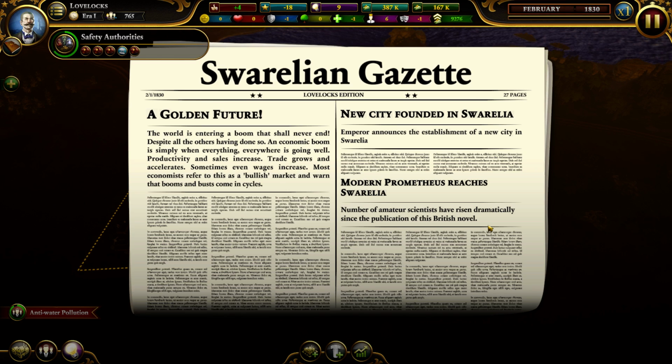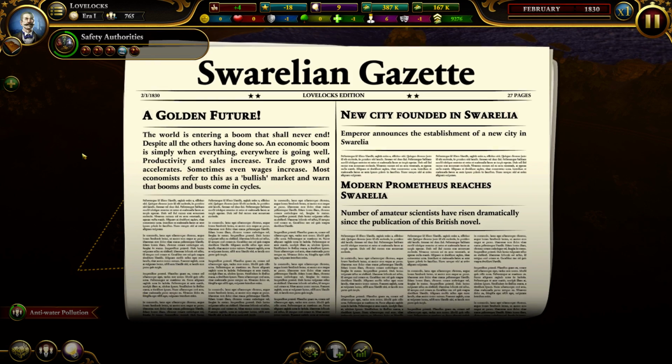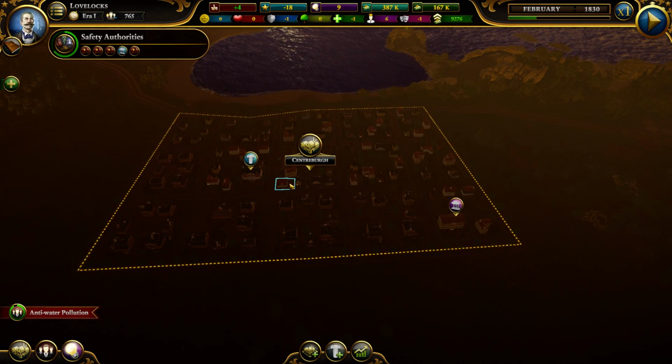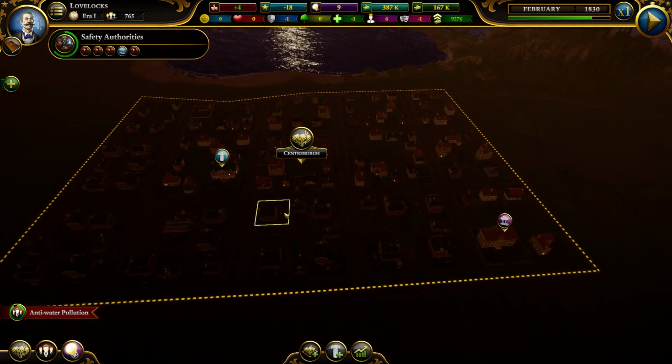New city founded in Sorelia. Emperor announces the establishment of a new city in Sorelia. It doesn't tell us what it's called. Modern Prometheus reaches Sorelia. Number of amateur scientists have risen dramatically since the publication of this British novel. Interesting. Okay, let's see what happens.